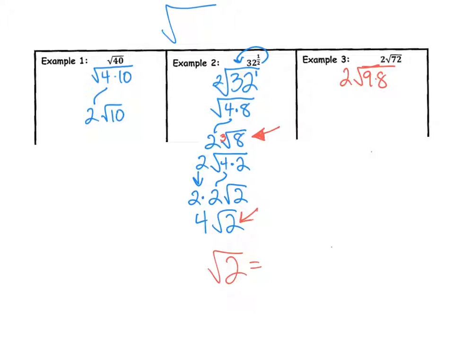9 times 8. 9's the perfect square. 9 comes out as what? 3. This 2 is still there. And I have an 8 underneath. Let's do that math. 2 times 3 on the outside. But 8. I just did that the last problem. What's 8?